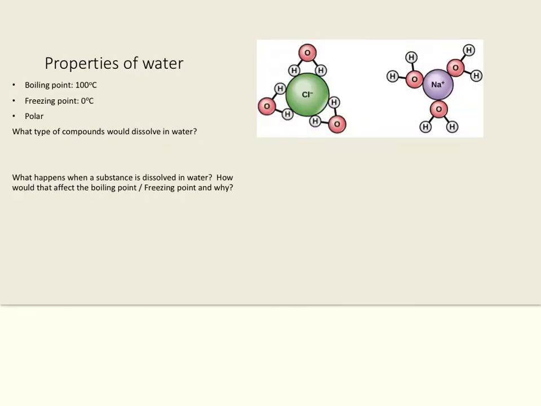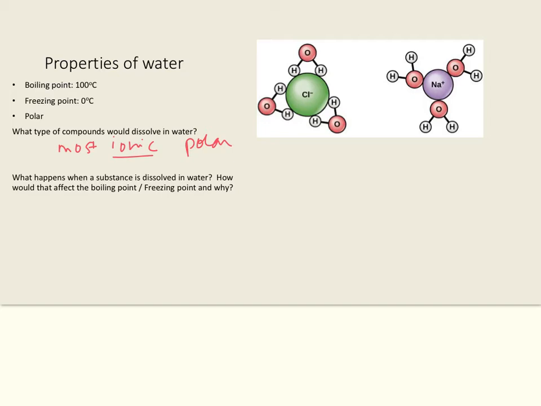All right, properties of water. The boiling point is 100 degrees Celsius. The freezing point is 0 degrees Celsius. And it is polar. What type of compounds would dissolve in water? Ionic compounds. Not all of them, but most of them. And polar compounds. So nonpolar things like fats and oils do not dissolve well in water.